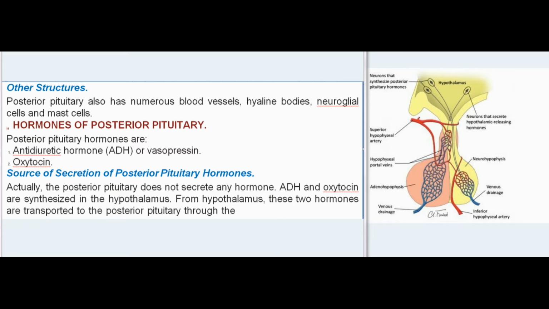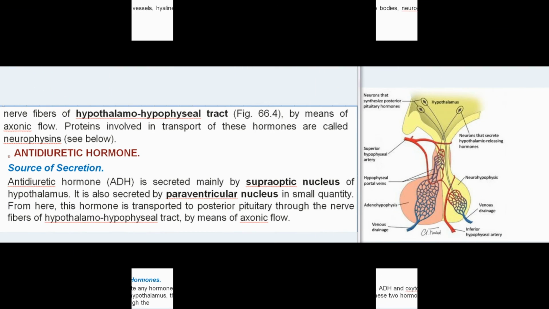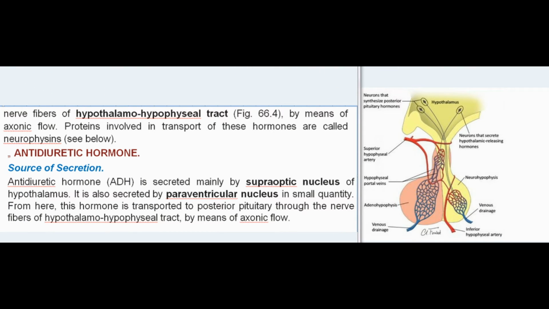Hormones of posterior pituitary. Posterior pituitary hormones are antidiuretic hormone, ADH, or vasopressin, and oxytocin. Source of secretion of posterior pituitary hormones. Actually, the posterior pituitary does not secrete any hormone. ADH and oxytocin are synthesized in the hypothalamus. From hypothalamus, these two hormones are transported to the posterior pituitary through the nerve fibers of hypothalamo-hypophyseal tract, Fig 66.4, by means of axonic flow. Proteins involved in transport of these hormones are called neurophysins, see below.